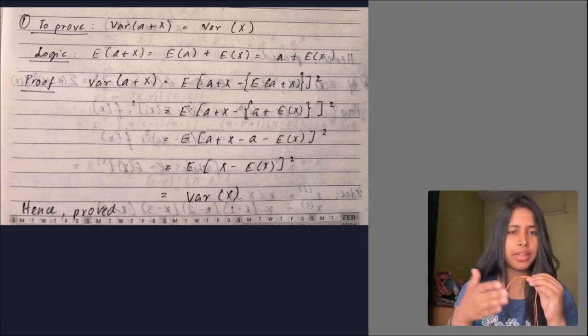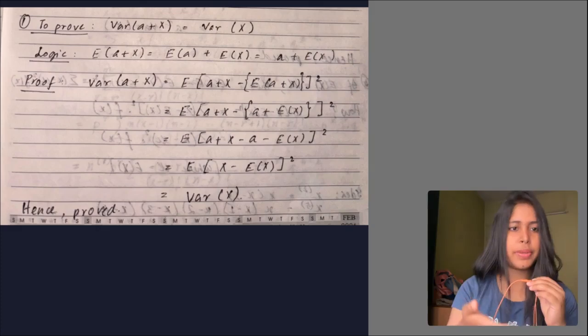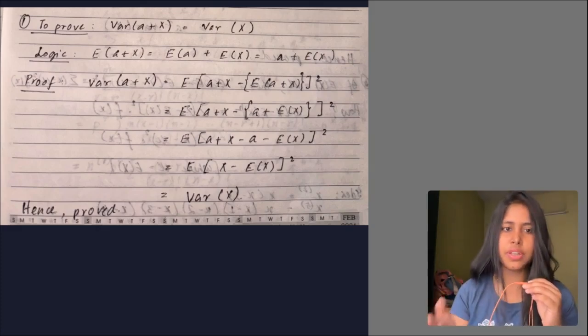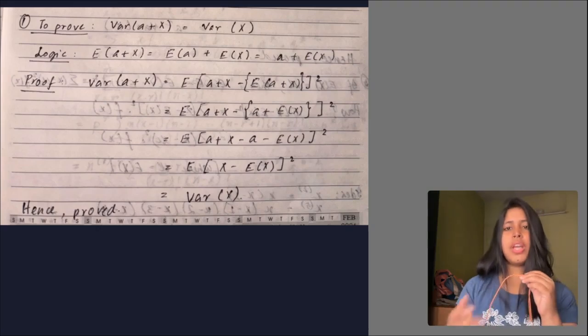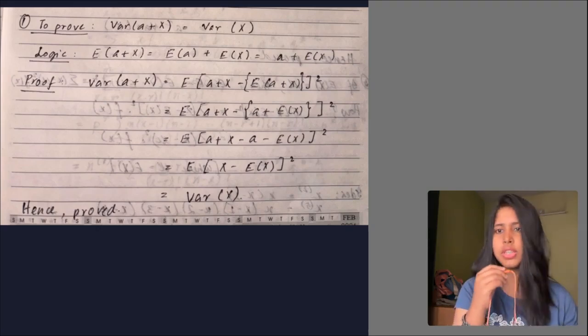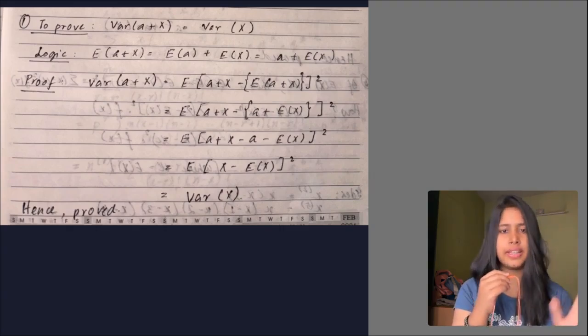A plus x minus a minus expectation of x, right? And we can cancel the a's, right? So we get expectation of x minus expectation of x, whole squared. So basically that is the variance of x. So yeah, adding a constant doesn't change the variance. Okay, makes sense, right? A constant doesn't add any spread.